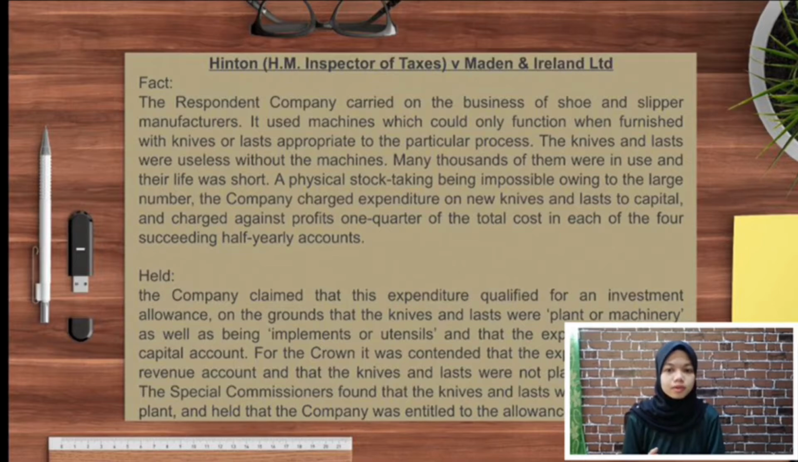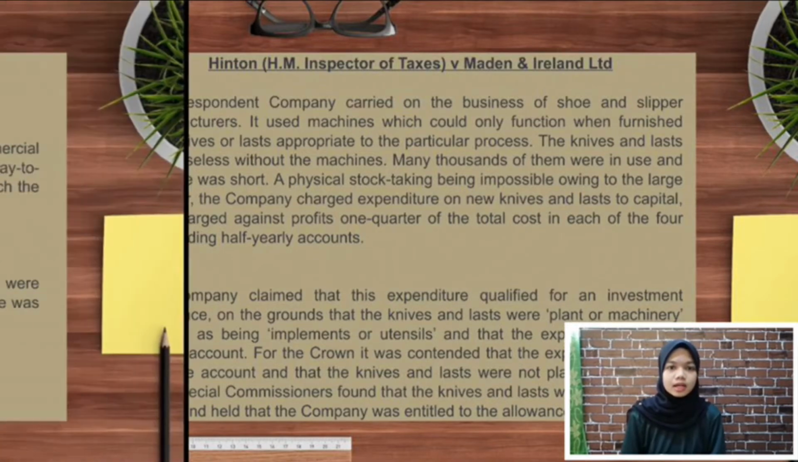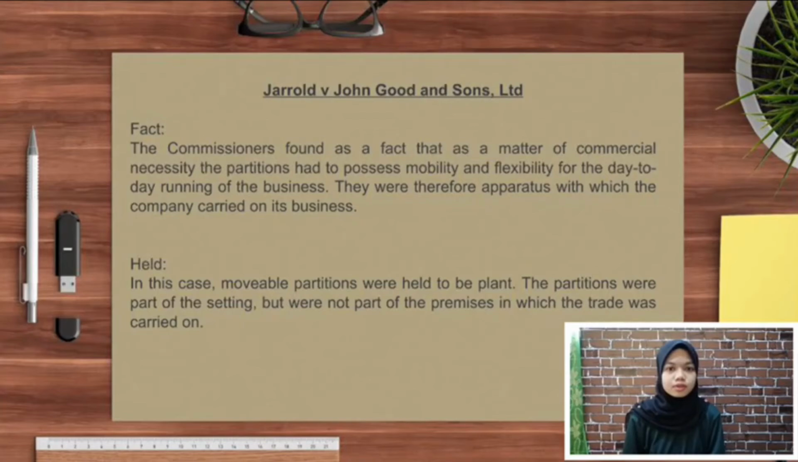So for the Crown, it was contended that the expenditure was on revenue account and that the knife and last were not plant or machinery. So the special commissioner found that the knife and the last were machinery or plant and held the company was entitled to the allowances. Next is Gerald versus John Good and Sons Limited.